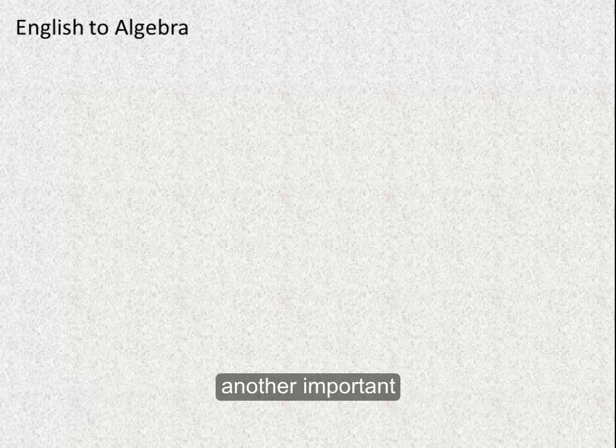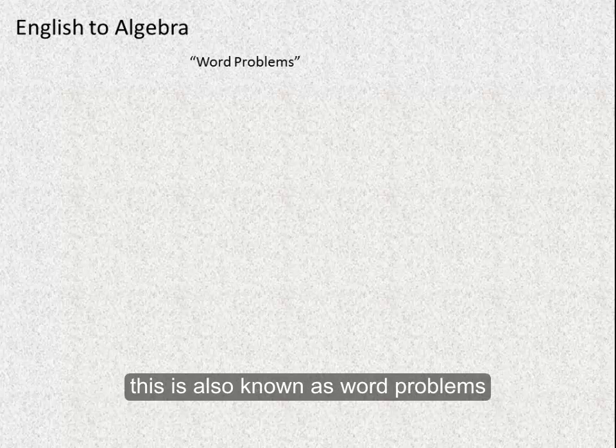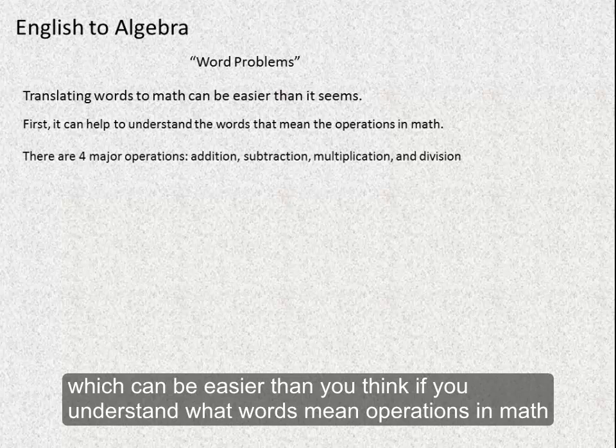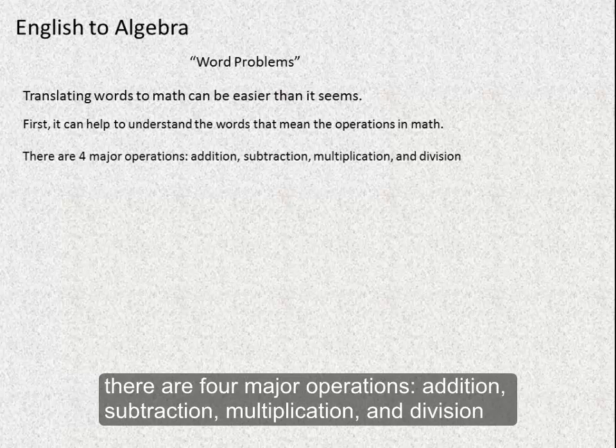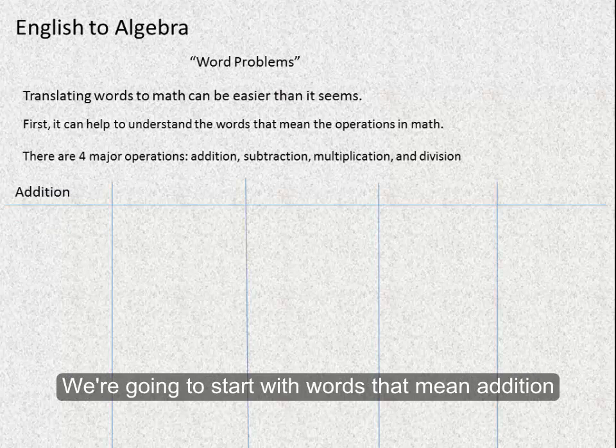Another important part of evaluating expressions and equations is to be able to convert from English to algebra. This is also known as word problems, which can be easier than you think if you understand what words mean operations in math. There are 4 major operations: addition, subtraction, multiplication, and division. We're going to start with words that mean addition.